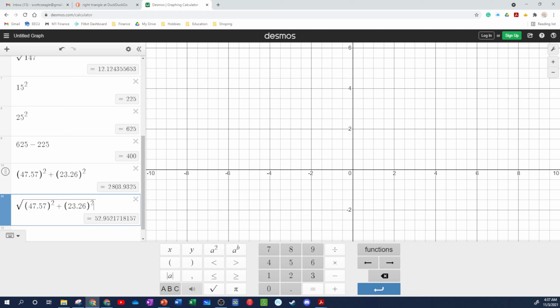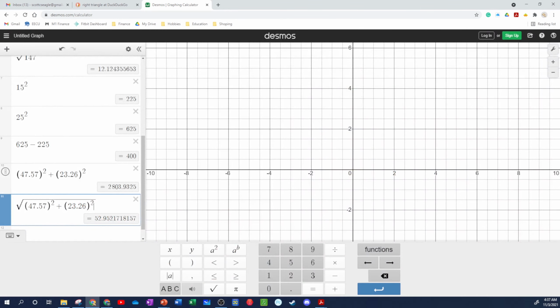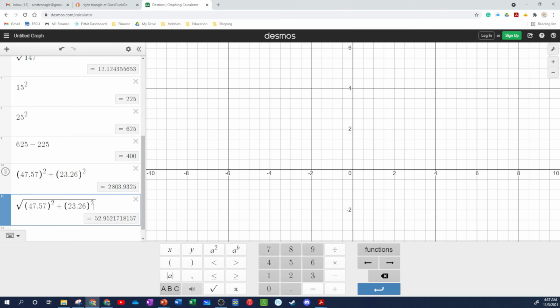52.95. Right? So after everything is said and done, my answer ends up being 0.92. Right? So we squared both of these. We added them together. That left us with x squared equals 2,803.9325. I wanted to make sure I didn't lose anything with rounding, so I took the square root immediately, which is why we copied and pasted this whole line and took the square root. Okay.